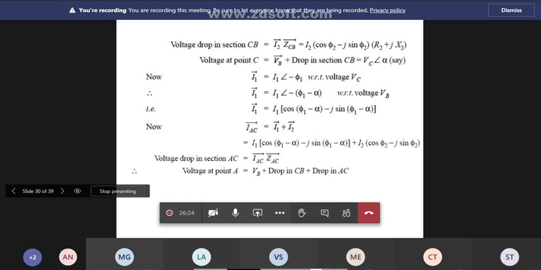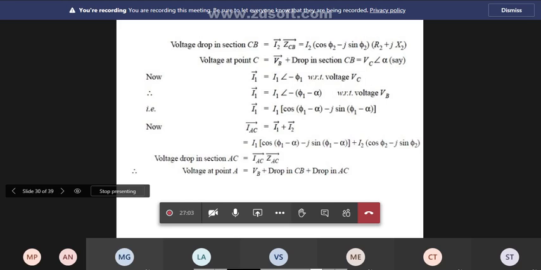Voltage drop in section CB, that is V_C at angle alpha. This is the total load voltage angle. Now I1 at an angle minus phi 1. Now we have to subtract, right? Phi 1 is the individual, alpha is the total load voltage. That's why phi 1 minus alpha. So cos of (phi 1 minus alpha) minus j sin of (phi 1 minus alpha). Like that, first we have to calculate. So this one, phi 1 minus alpha, that is the only difference.